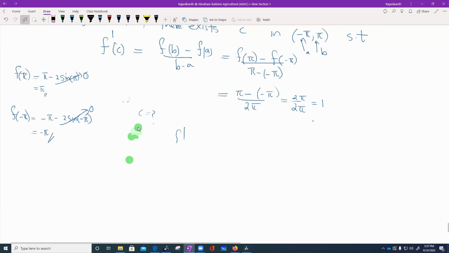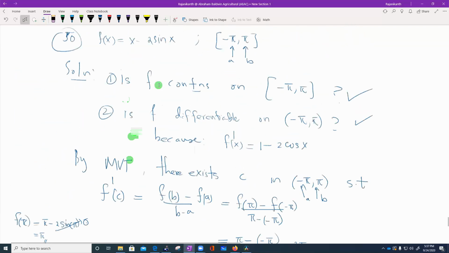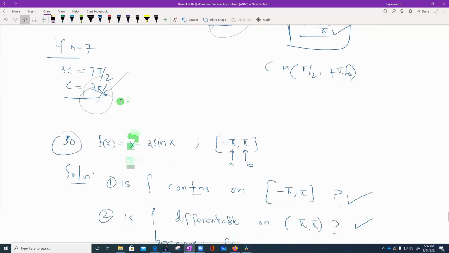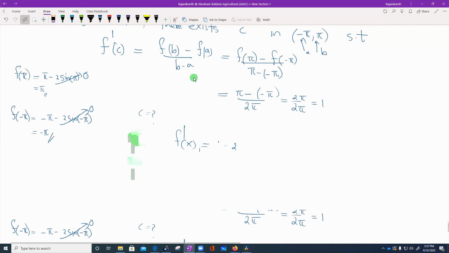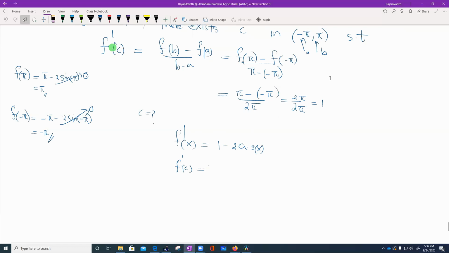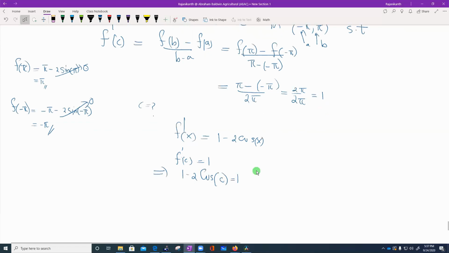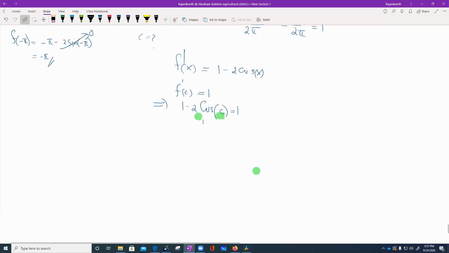Remember, the derivative of the given function is 1 minus 2 cosine x. But I am looking for the point where f prime of c equals 1. Plugging c in for x, 1 minus 2 cosine of c should give you 1. So our task is to find such a c. You have to solve this equation for cosine c.